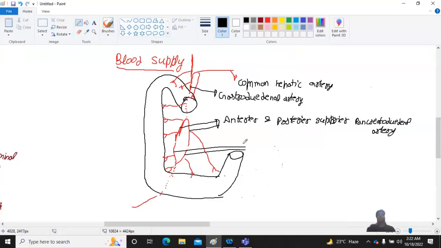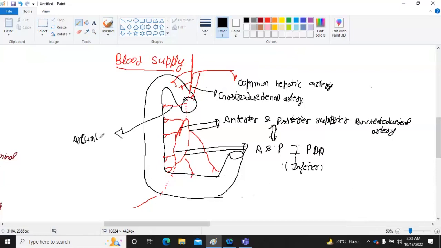And these are the anterior and posterior inferior pancreatoduodenal arteries. Similar to this, just these are inferior branches and these are superior. Similar pattern. Done. And these are the arcuate branches. Then the gastroduodenal artery and these branches are the important blood supply of the duodenum.